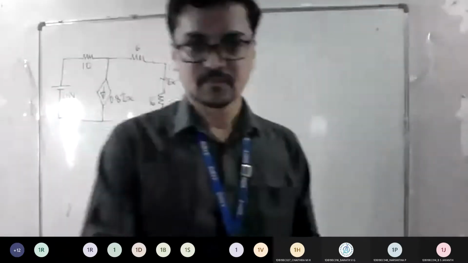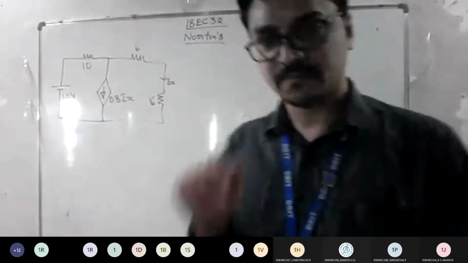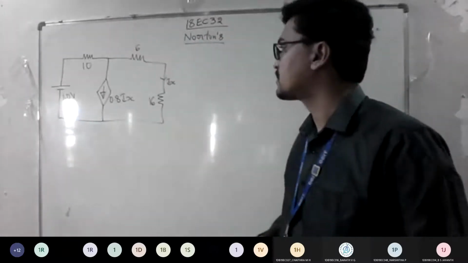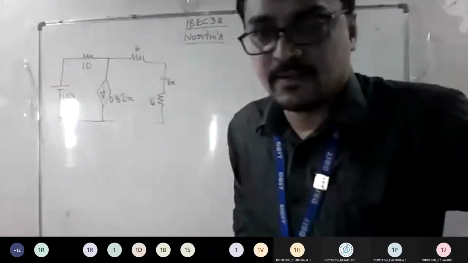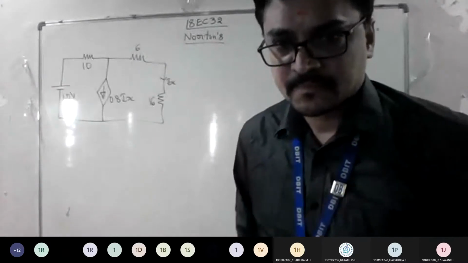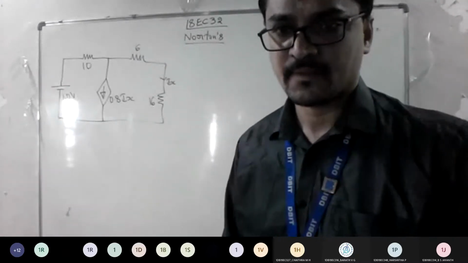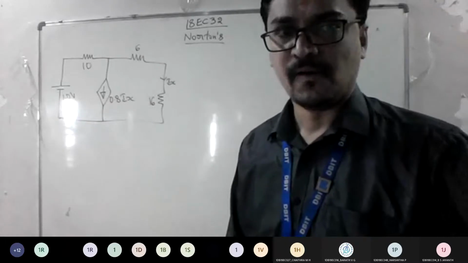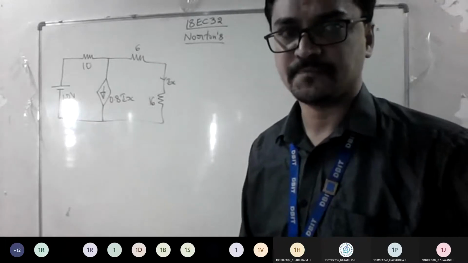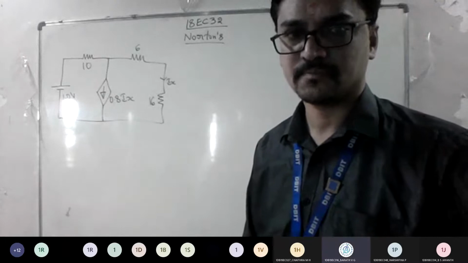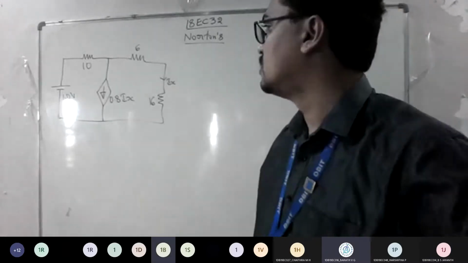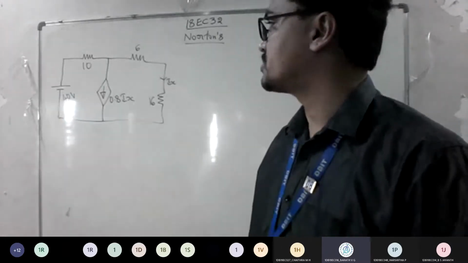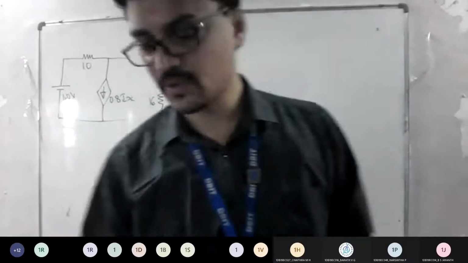So stick to the procedure here. Question is written here, everyone? Written the question? What type of dependent source is it? Current dependent current source. Good. So current dependent current source. So you stick to the procedure. What does the procedure say?